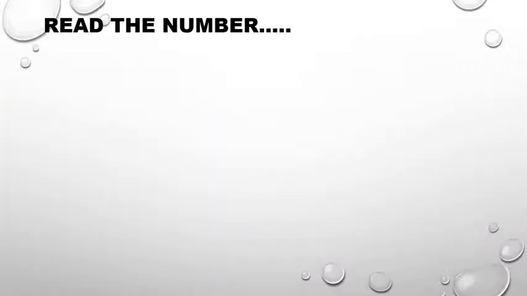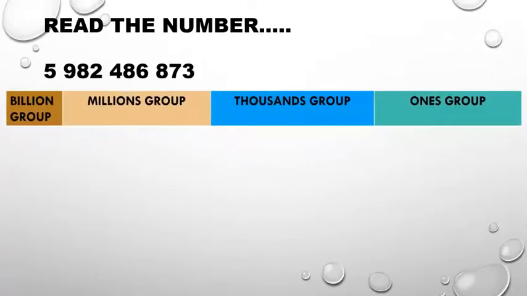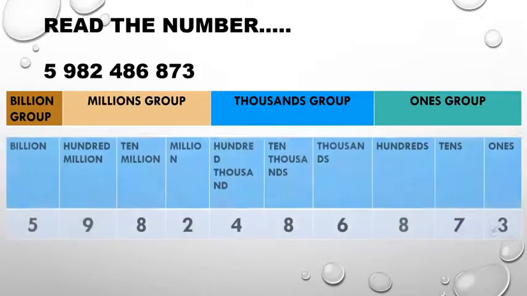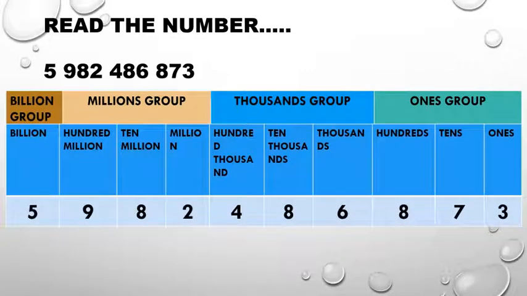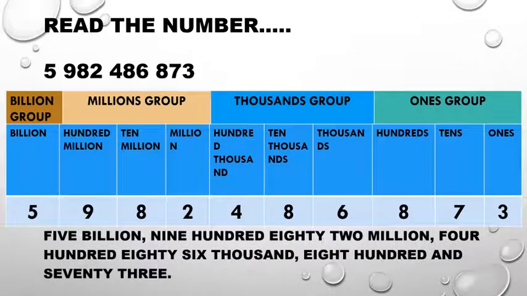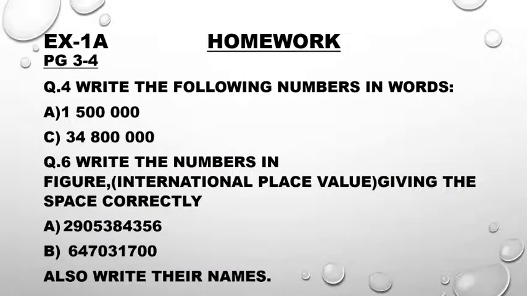Let us practice another number. For reading it, again we will make a place value table, put the number in the table, and now we can read it as 5,982,486,873. So hope you all are now able to read the 10-digit number in the international way.